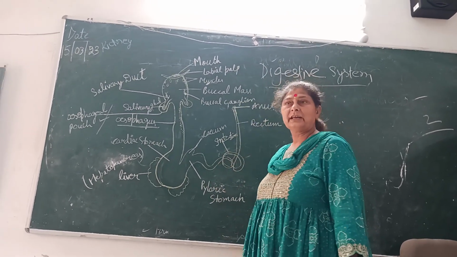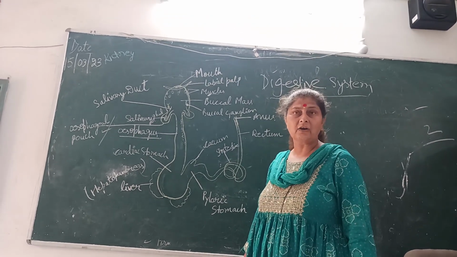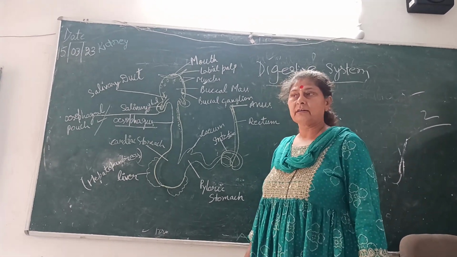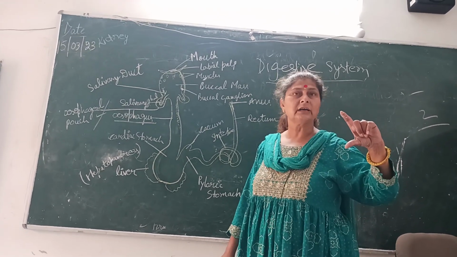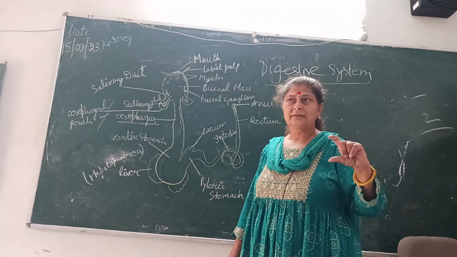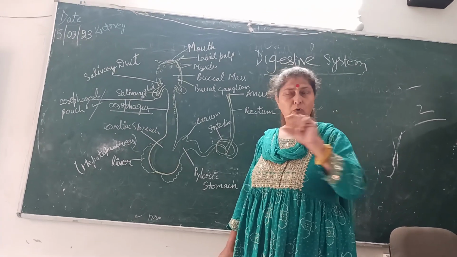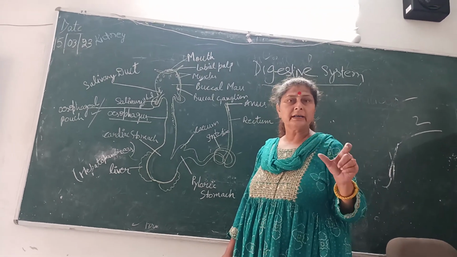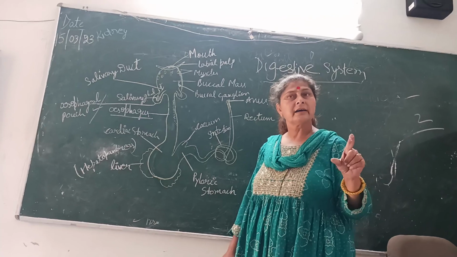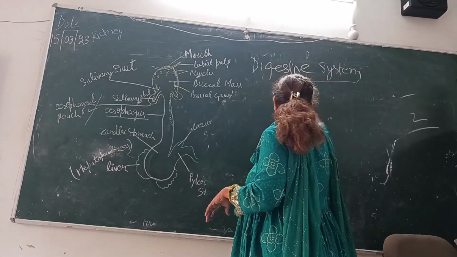Their name is radular teeth. They are called radular, radula. There is one structure that is called the radula, and that radula has a number of rows of teeth. Rows of teeth, that is called the radular teeth. Now we draw all these structures.